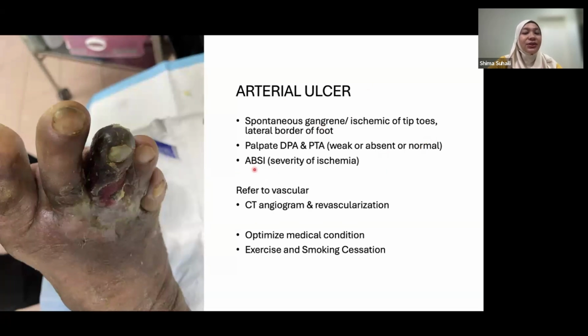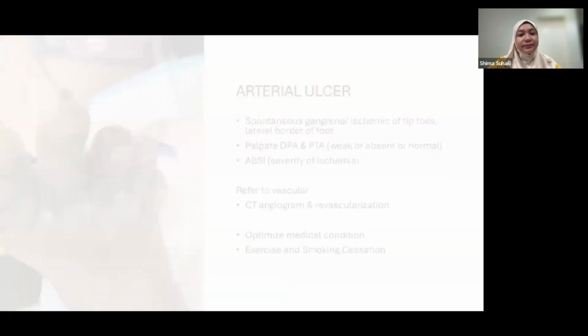And then do the ABSI to check the severity of the ischemia, if you have the Doppler probe lah. This is just to check for the severity of ischemia. It's not to confirm. So regardless kalau ABSI tu normal pun, but clinically, and also from your assessment you rasa is arterial ulcer, you still have to refer the patient to vascular team. Okay, they will do the CT angiogram and sometimes they will proceed with revascularization so that the patient boleh dapat good wound healing. And don't forget to optimize all other medical condition.